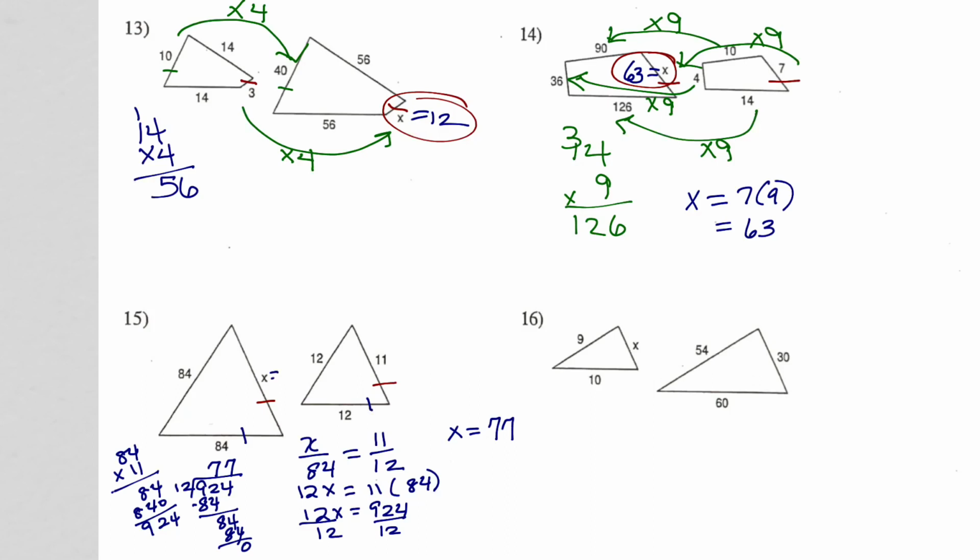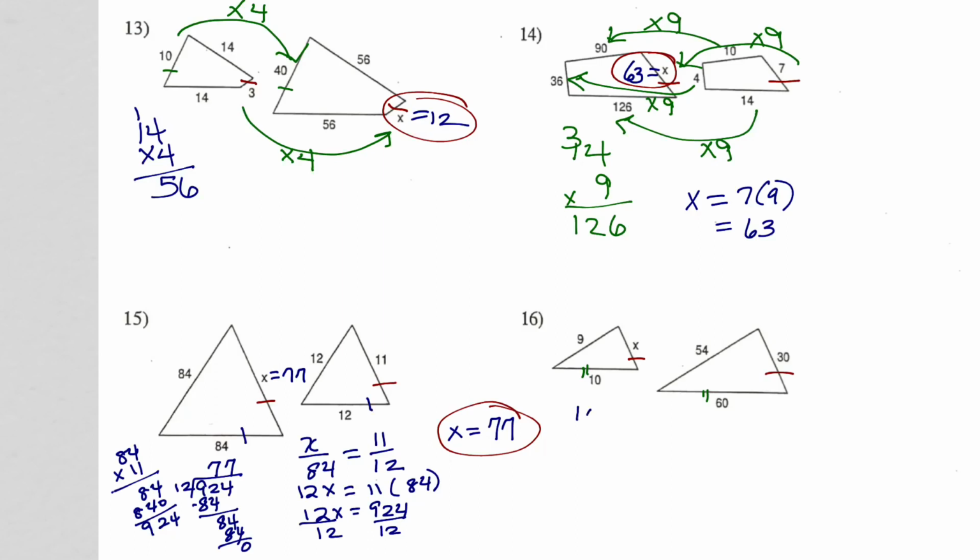So x equals 77. 11 times 7 is 77, and 12 times 7 is 84. I feel pretty good about that answer. So x must equal 77. All right, let's try it again. The corresponding side, it looks like x is going to correspond to 30, and let's do 10 and 60. So 10 corresponds to 60.